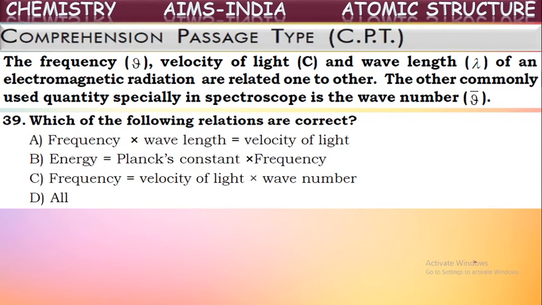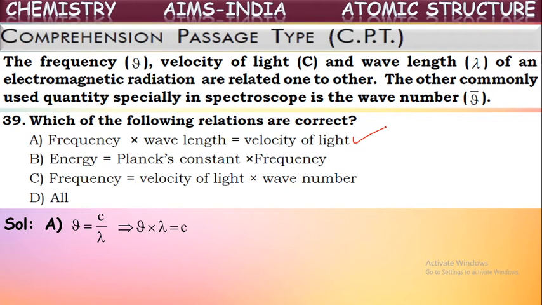First one: which of the following relations are correct? Some relations are given based upon these characteristics of electromagnetic radiations. Now, see which is correct among these. See the first one, frequency into wavelength is equal to velocity of light. Is it correct? Actually, we have nu is equal to c by lambda. Frequency is equal to velocity of light by wavelength. So if you bring the wavelength to the other side by cross multiplication, we get frequency into wavelength is equal to velocity of light. The same statement is given here. So it is correct, isn't it?